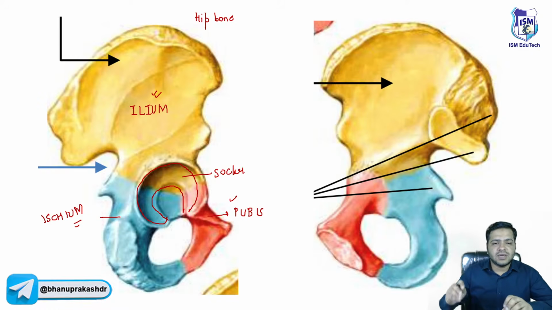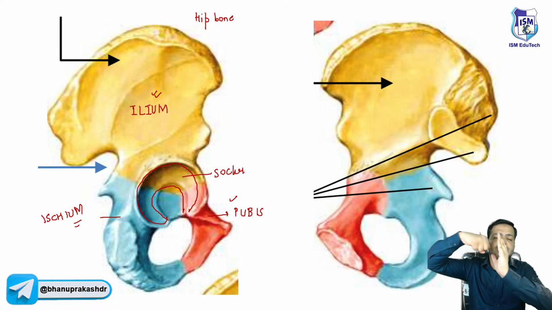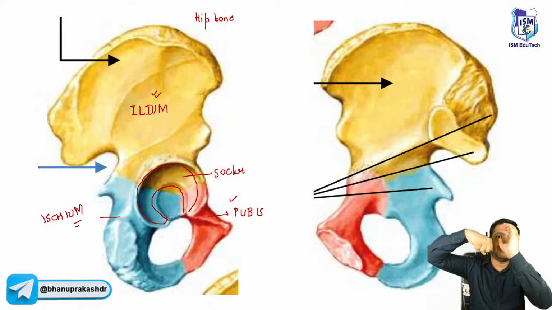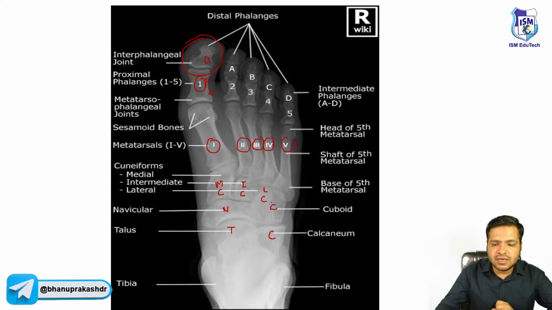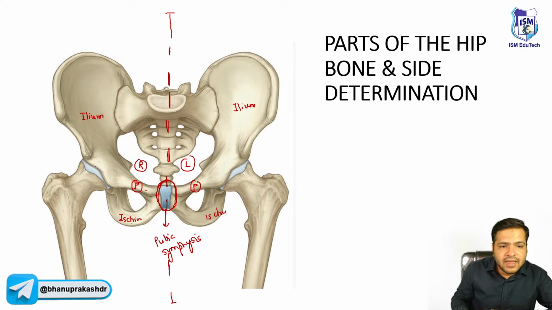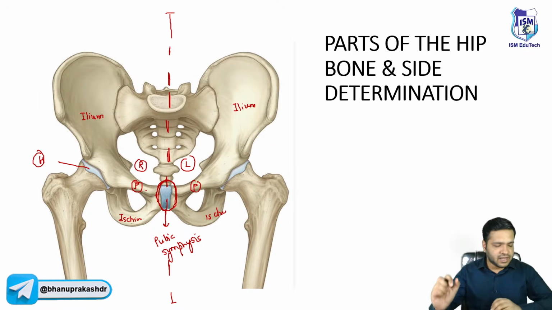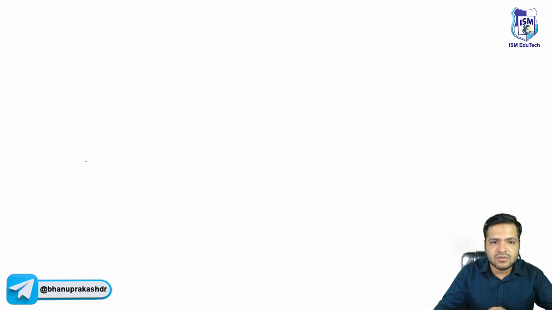ये एक socket की तरह होता है जिसमें the head of the femur bone basically articulates. So this is like a socket and this is the head, and it articulates like this. So yes, you can see it over here also. It is the head part of the femur bone. It is articulating in the socket.